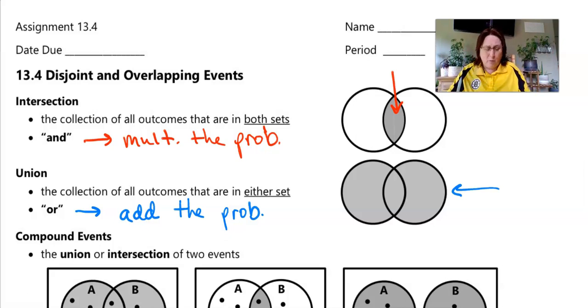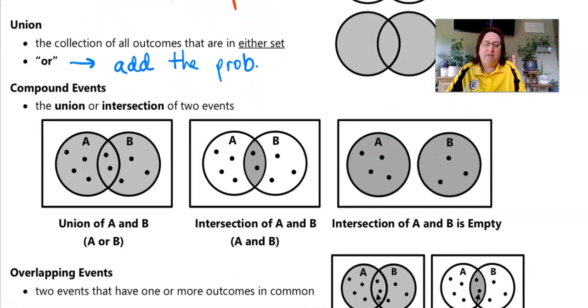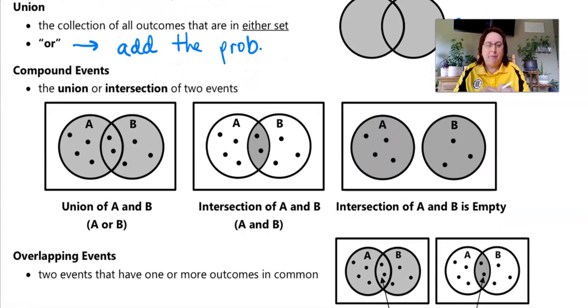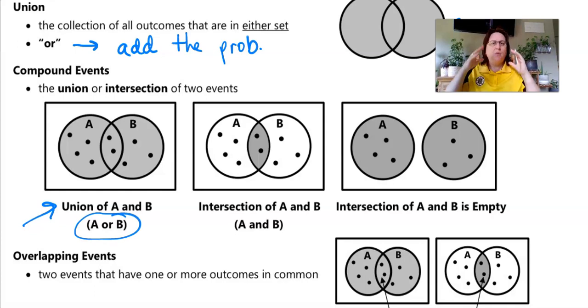Now we have what are called compound events. I'm going to talk a little about this because there might be some overlap. Here is just another visual representation. Here is the union of A and B, and notice it says A or B. What did I just say? If it says the word "or," what are we supposed to do to those probabilities? We're supposed to add the probabilities when we see the keyword "or."